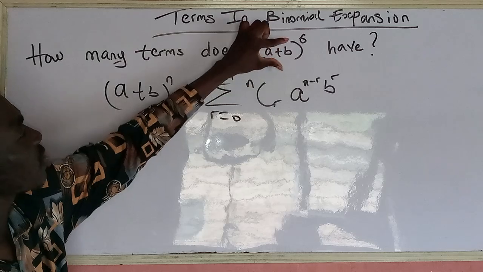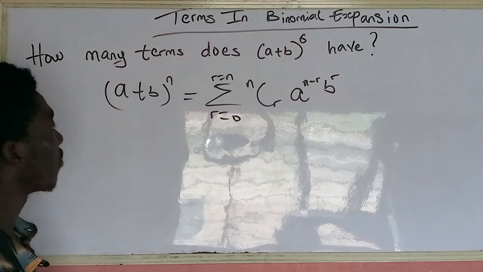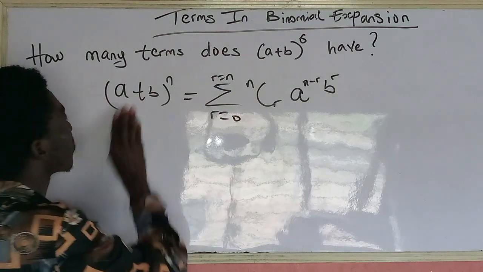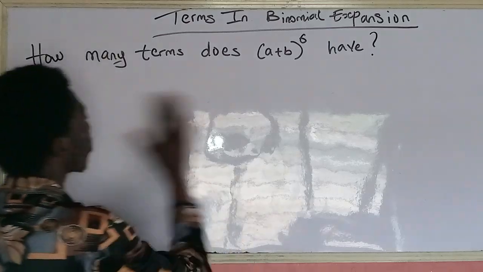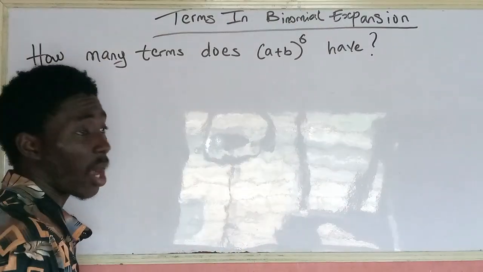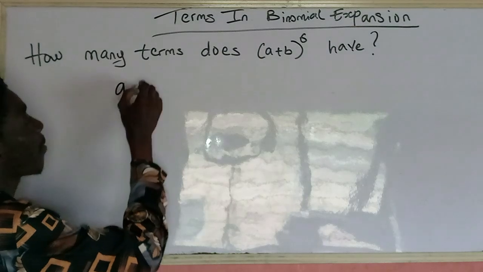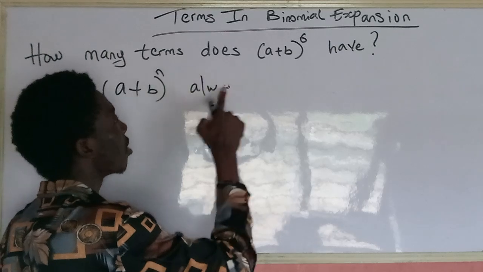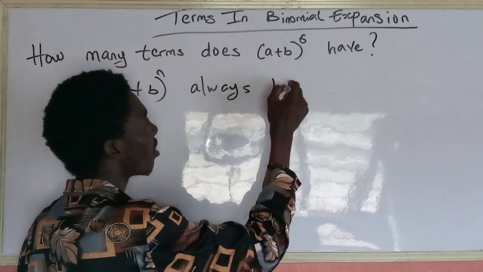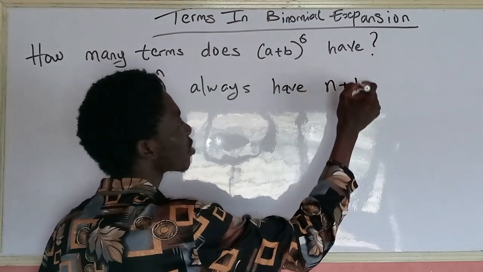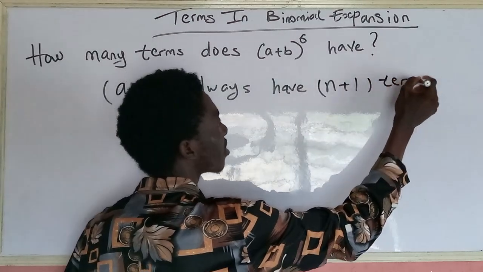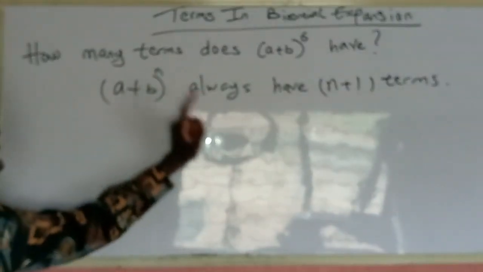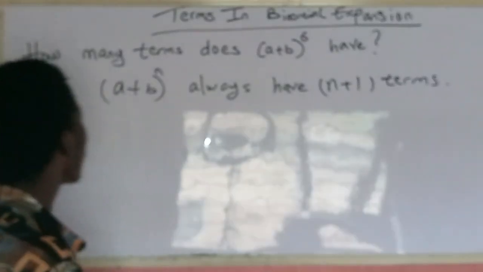Now, they're asking how many terms (a + b)^6 has. Generally, I want you to know that (a + b)^n always has n + 1 terms. So anytime you have (a + b)^n, it always has n + 1 terms.